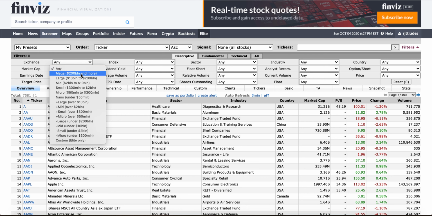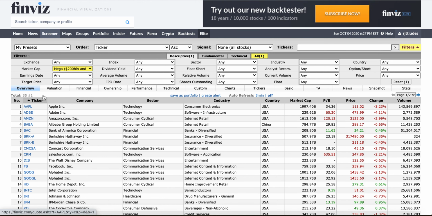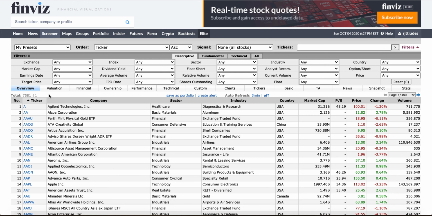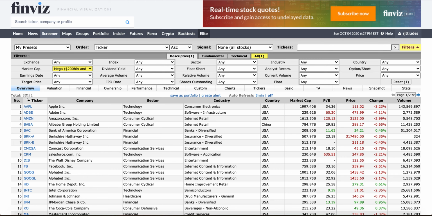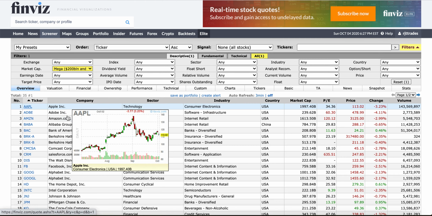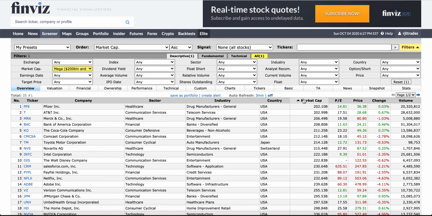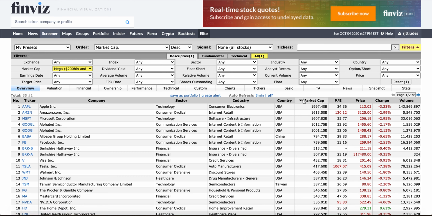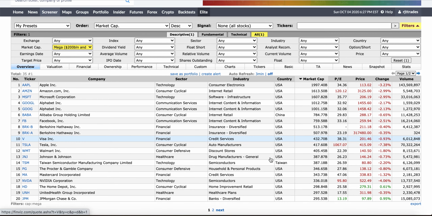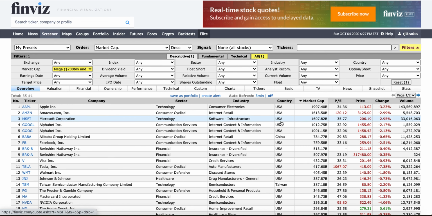You have a lot of options. You can look at mega cap, which is 200 billion or more, right? If you do that, out of a total of about 7,581 stocks, as soon as you do mega cap there are just 35 companies above 200 billion. You can see Apple at the top, which is basically the biggest mega cap. Then second is Amazon, Microsoft, Google, Baba, and all this, right?